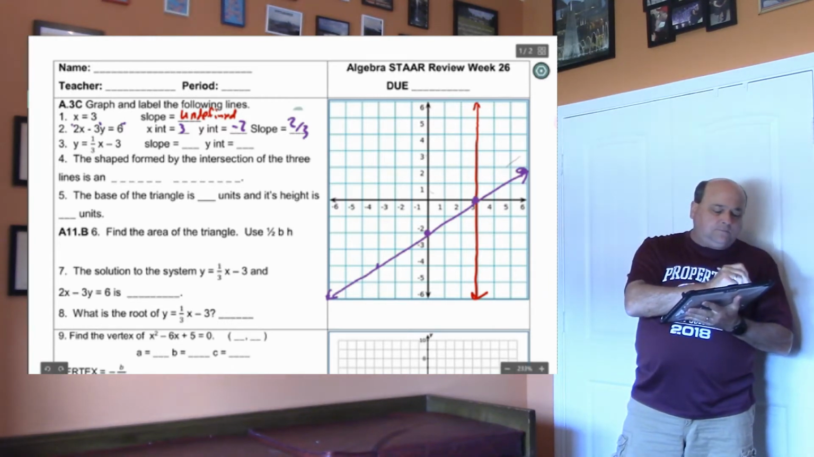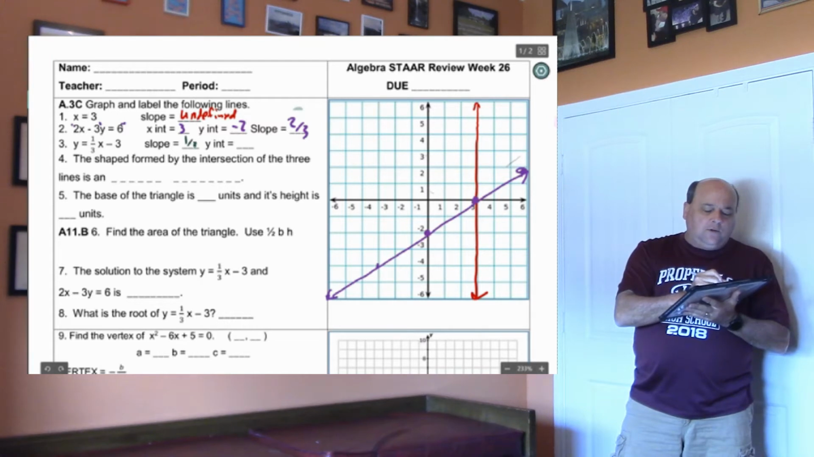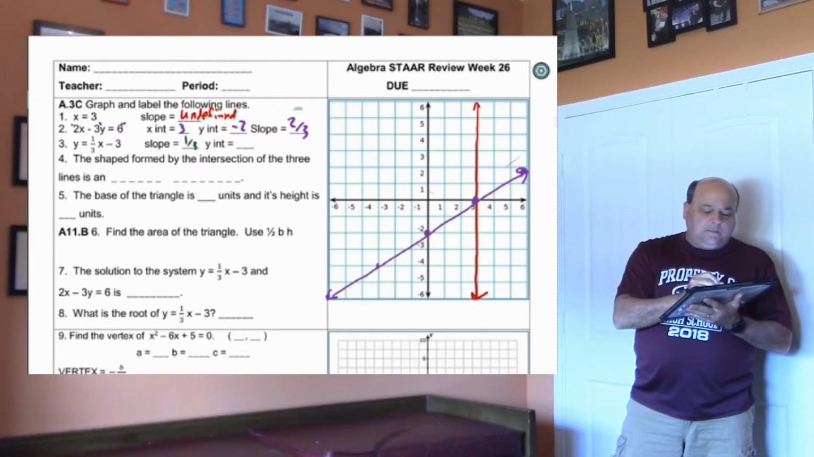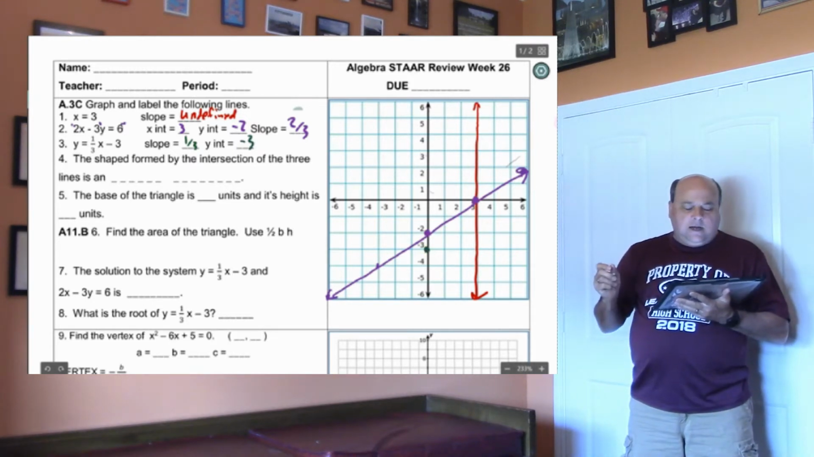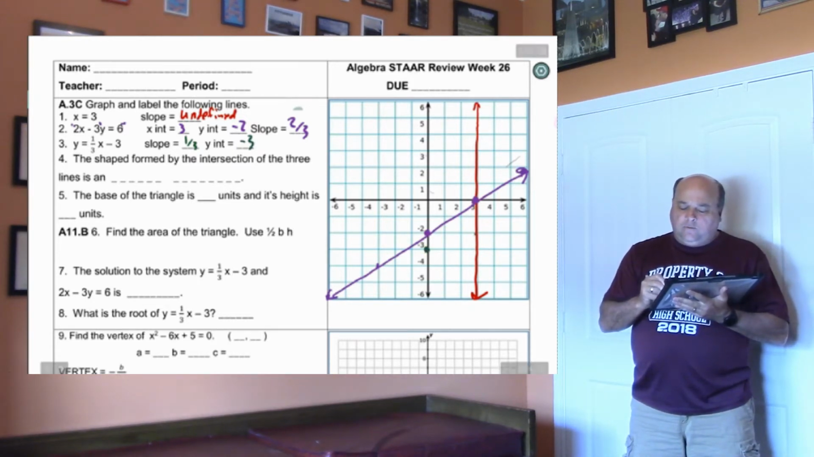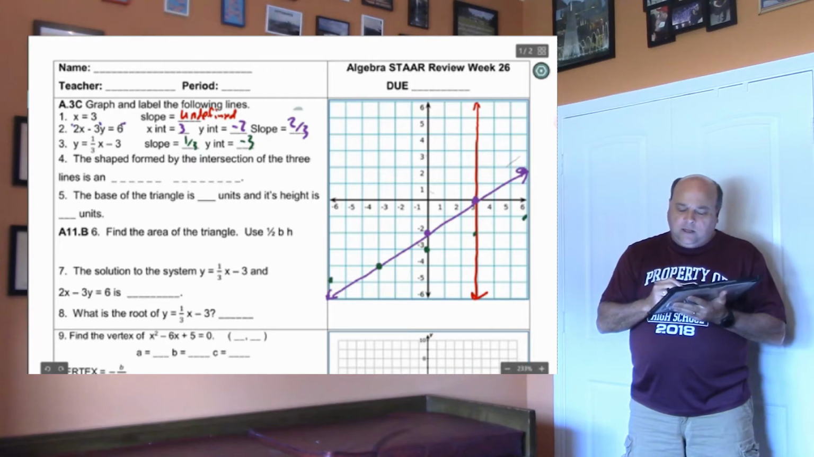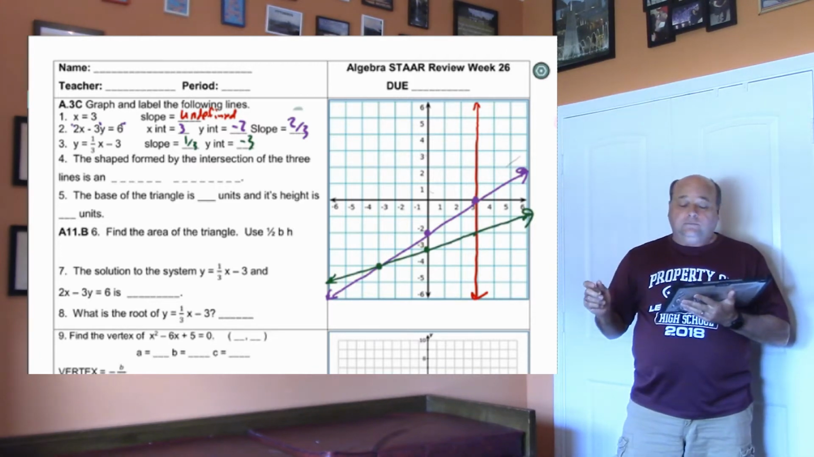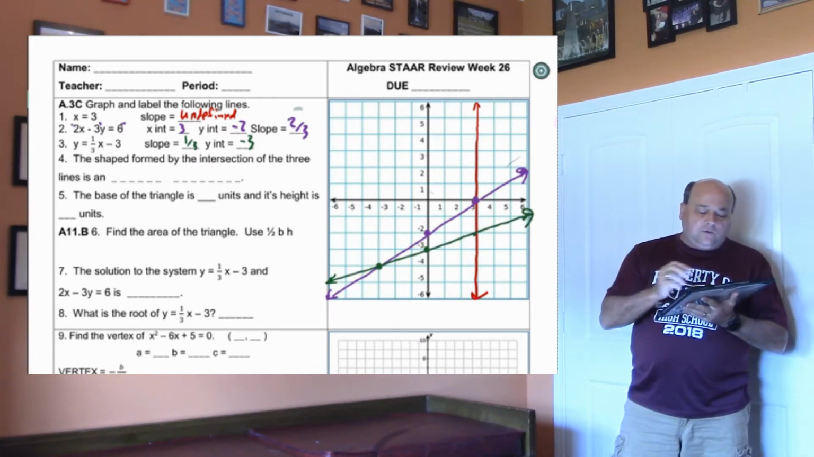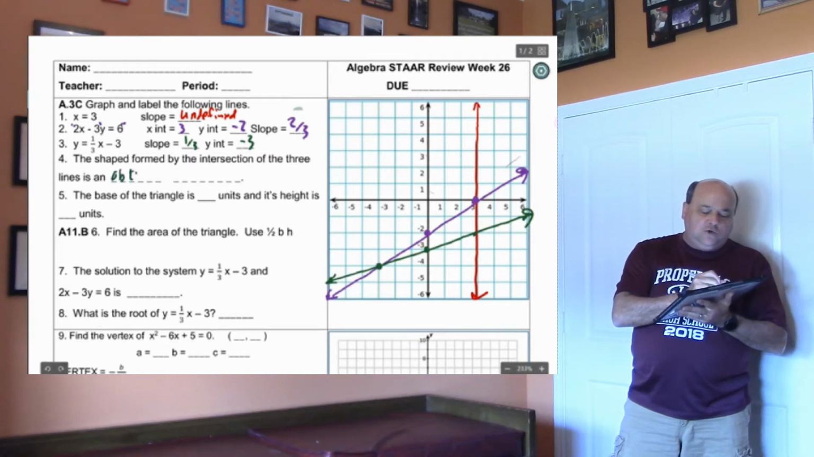And on the next one, our slope is 1 over 3, and our y-intercept is negative 3. So it's going to go through negative 3. And the slope is 1 over 3, up 1 over 3, up 1 over 3, down 1 over 3, down 1 over 3. So this is going to be a funky looking triangle, okay? This is going to be an obtuse triangle, isn't it? So the shape formed by the intersections of the 3 lines is an obtuse triangle.